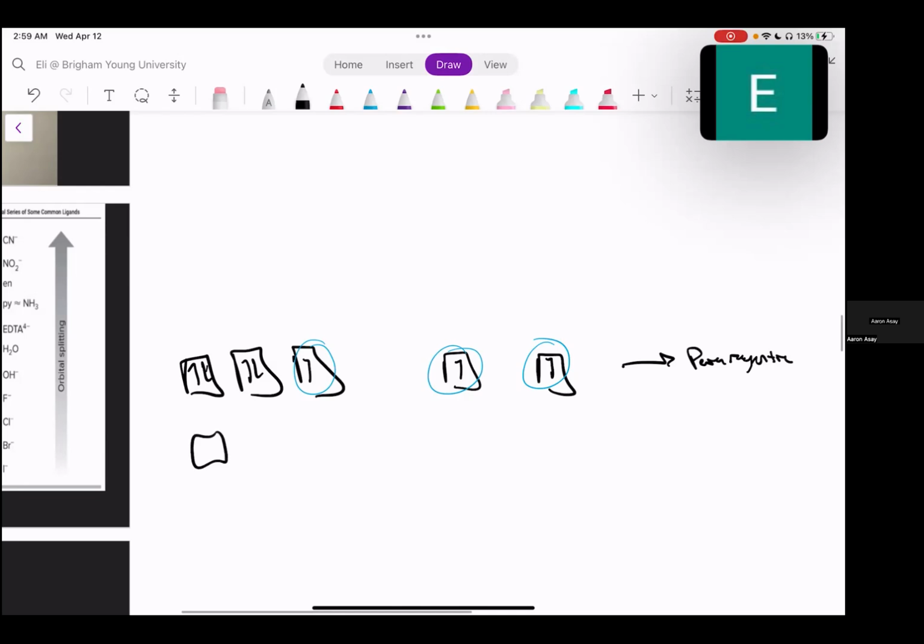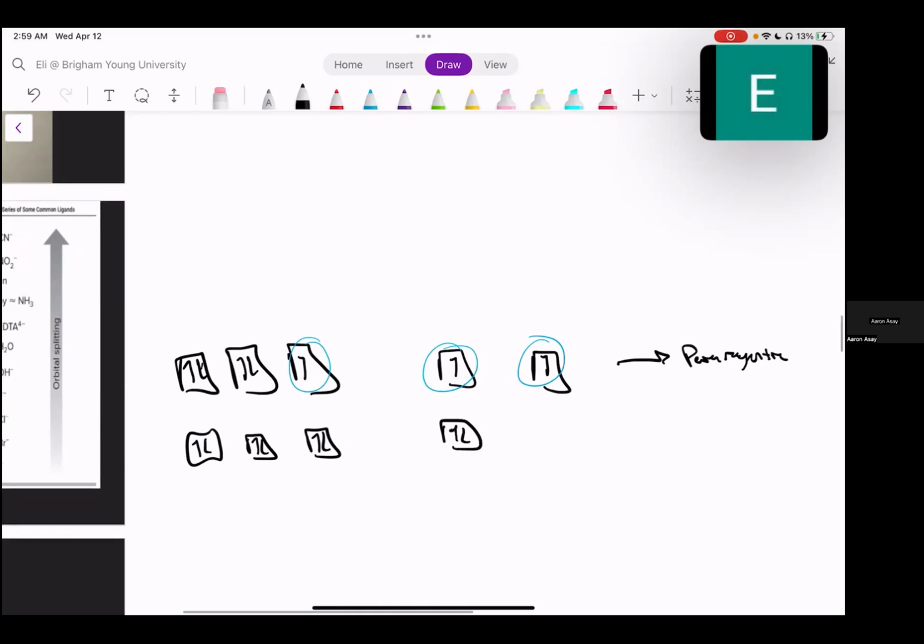However, diamagnetic, we're using kind of the same example here. Again, I'm not specifying if this is octahedral or tetrahedral. It's just to give you an idea of the different orbitals. This is going to be diamagnetic.